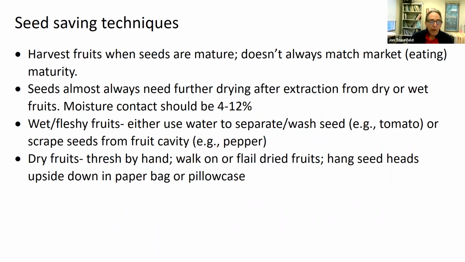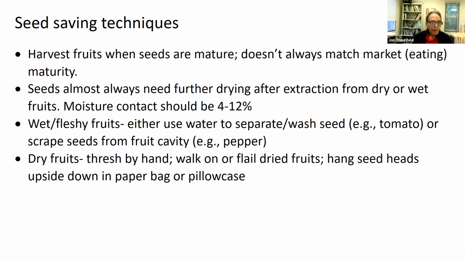Seeds, whether they're fairly dry when you extract them or they're wet, are still going to need further drying. They're dried down to a pretty low moisture content, 4 to 12%. So it usually takes a week or two after they've been extracted to get them dried down.